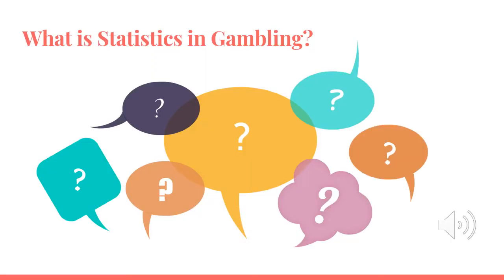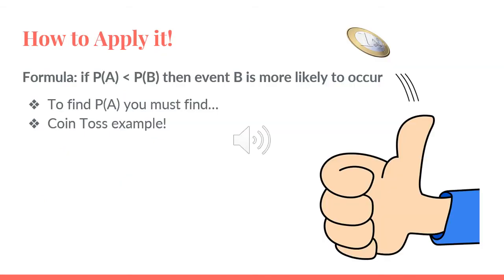What is statistics and gambling? Gambling is an activity where you try to beat the odds in a game for the chance to get rich quick. The probability of winning these games is usually pretty low, which is why casinos are such a profitable business. By using simple probability math, casinos and gamblers can figure out their chances of profiting. Now we're going to explain how to apply it.